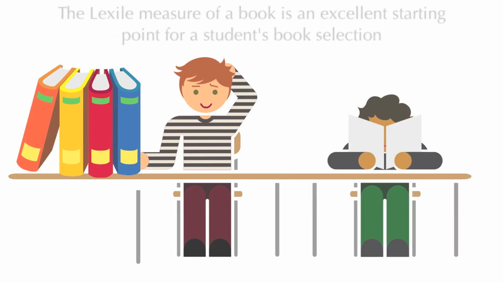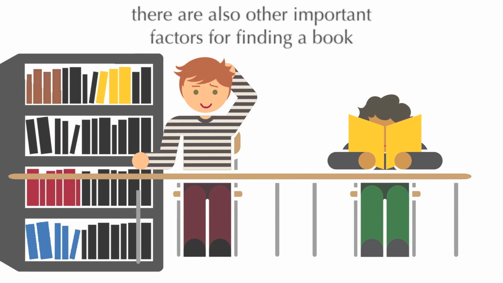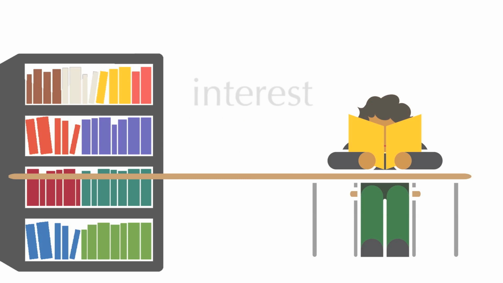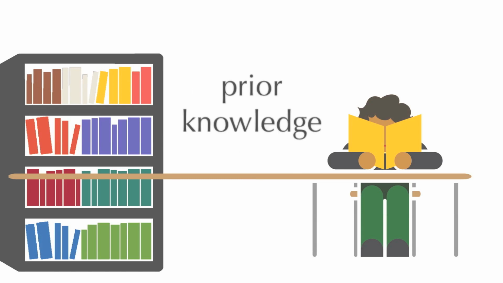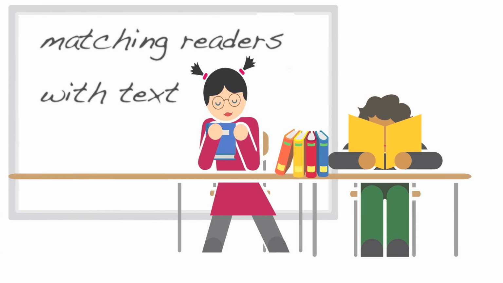The Lexile measure of a book is an excellent starting point for a student's book selection. It is important to understand that the book's Lexile measure should not be the only factor in a student's book selection process. Lexile measures do not consider factors such as age appropriateness, interest, and prior knowledge. These are also key factors when matching children and adolescents with books they might like and are able to read.